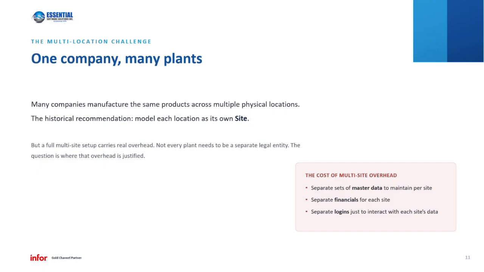There's quite a bit of administrative overhead to run two sites concurrently, and for a lot of companies, they don't actually have separate legal entities. So they may be running a multi-site environment because that's the functionality that was available to them to be able to manufacture and plan independently in two different facilities, but they don't actually have a requirement from a financial perspective for consolidated financial reporting or different currencies or whatever else comes in a multi-site environment.